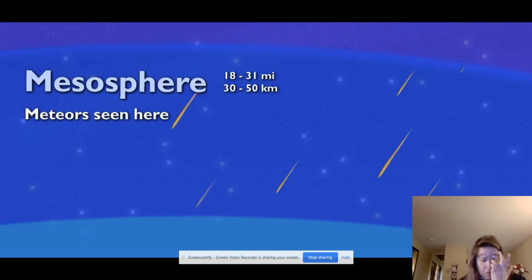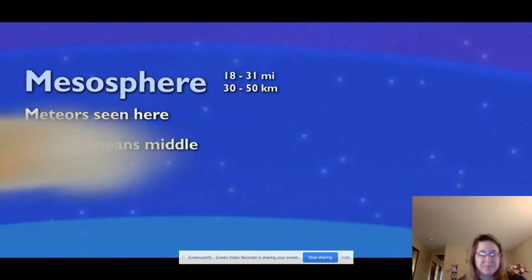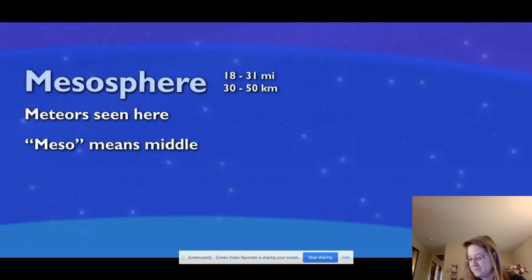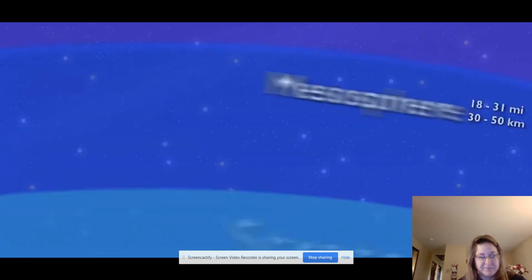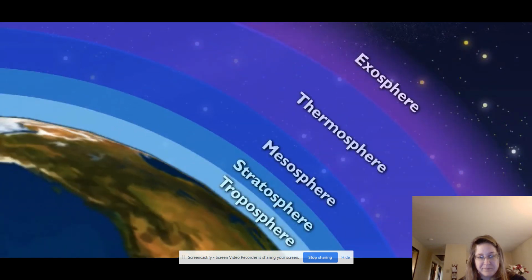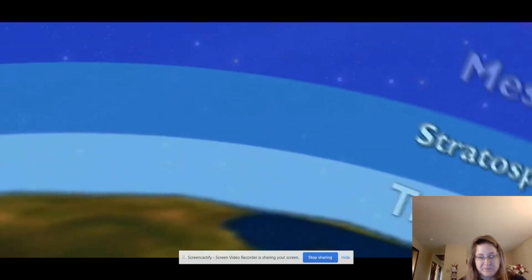In the meantime, let me tell you about the mesosphere. Meso means middle, and like I said, that's just what it is, the middle layer. The air here is a bit thinner. Cool. So if that's the middle, we've got 2 layers left? Yep. Next is the stratosphere. Oh, I've heard of that.